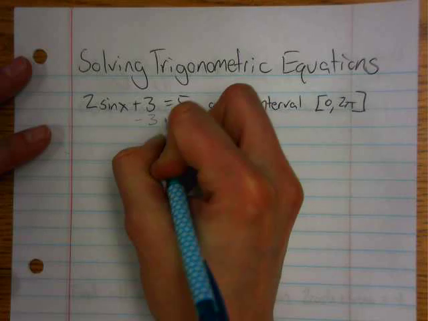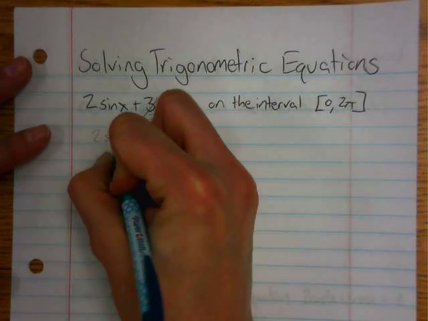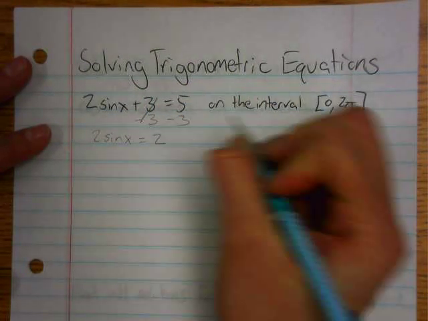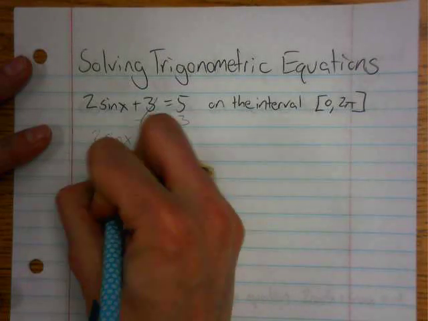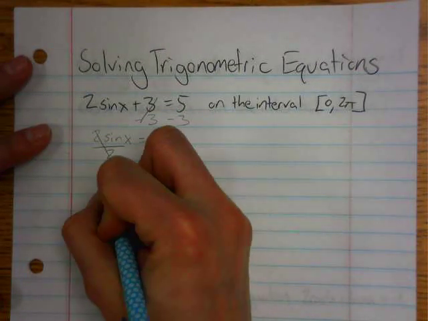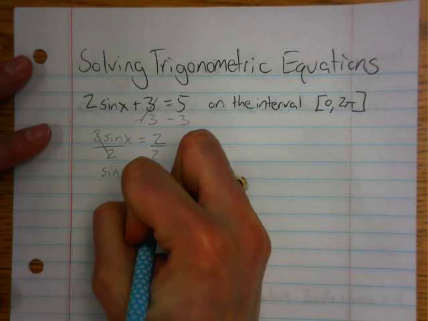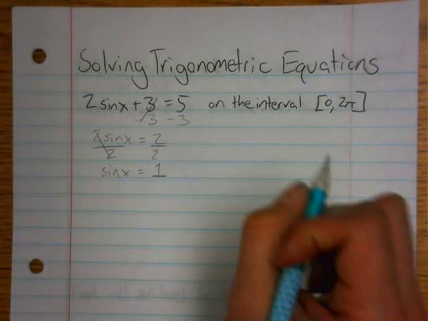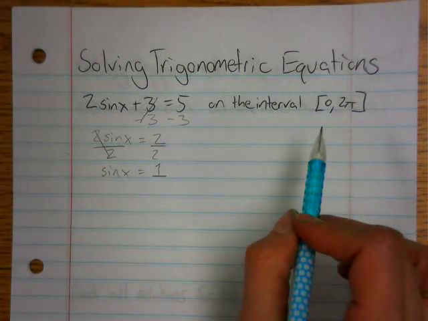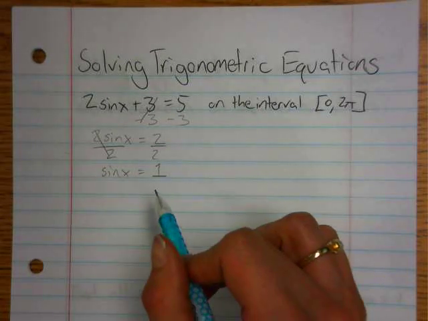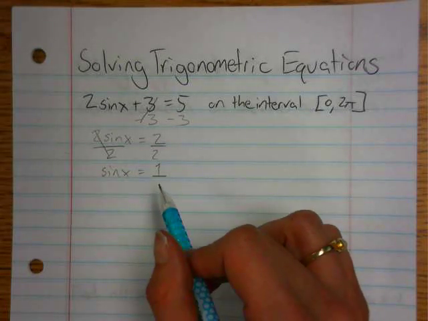So I'm going to subtract 3 from this side, and I have 2 sine x equals 2. And then I'm going to divide by 2 on both sides. And so I have sine x would be equal to 1. So I'm thinking to myself, where on my interval from 0 to 2 pi am I going to get a sine value equal to 1?